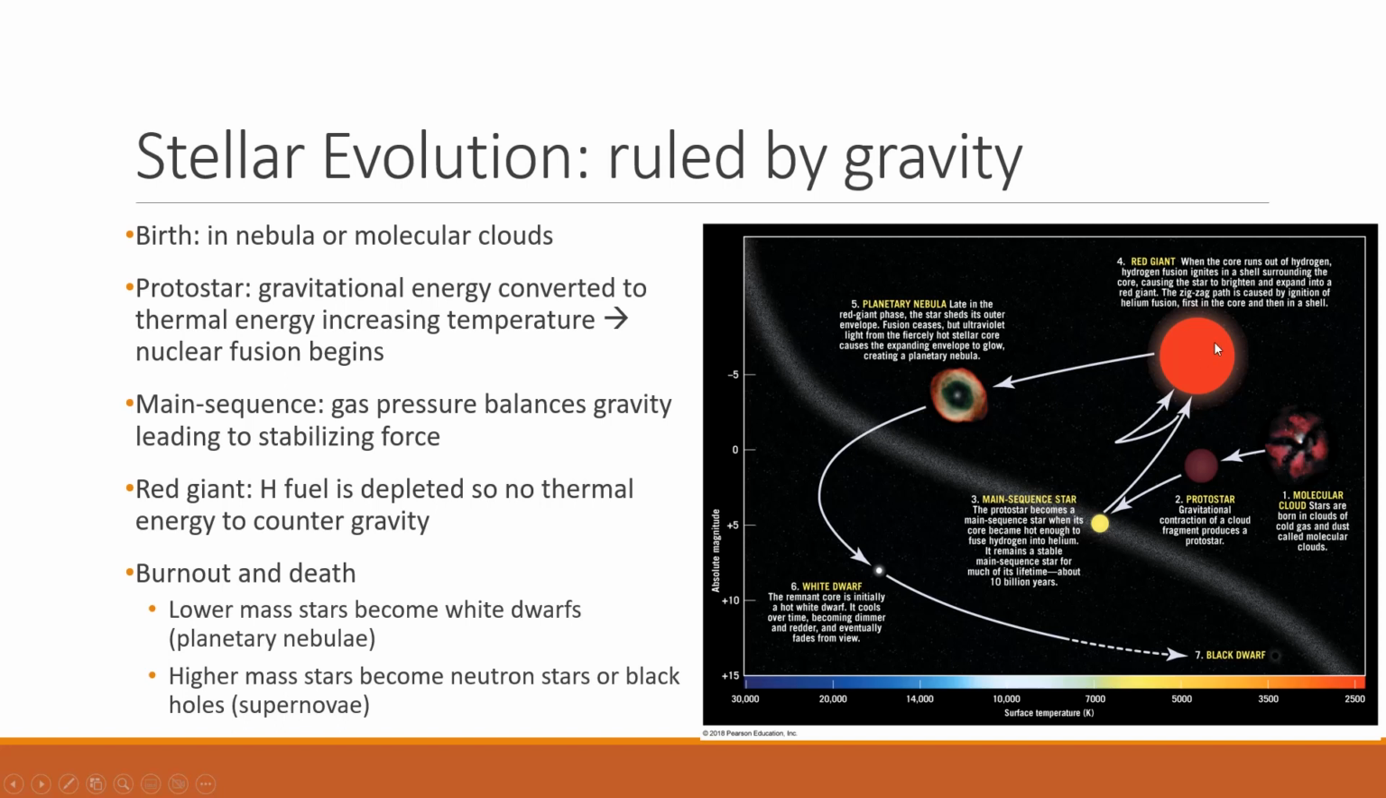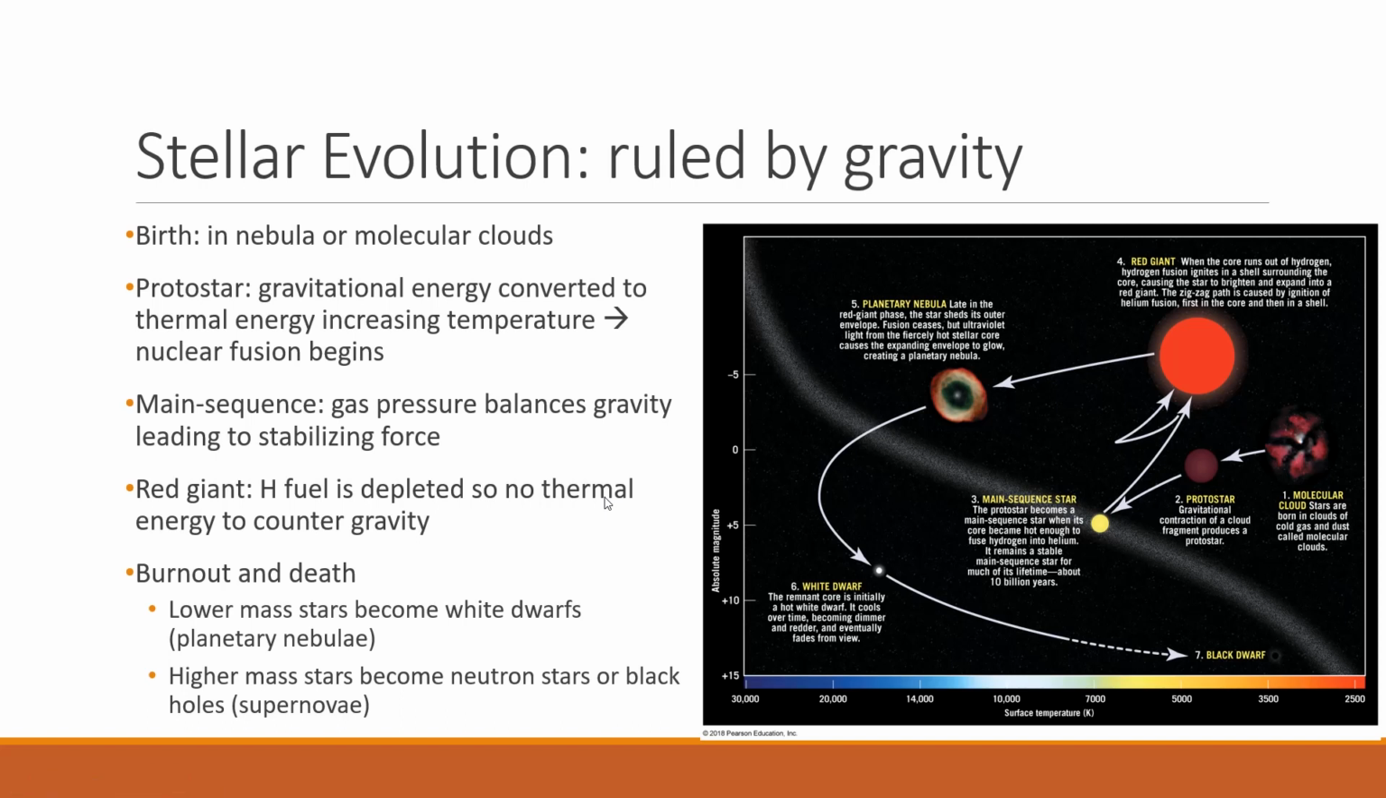It can then go into what's called a red giant. That's where the hydrogen fuel is fully depleted and we no longer have thermal energy to counteract gravity, so it starts getting bigger. We're not keeping it in balance, so it will start expanding. It will then have burnout and death, depending on how much mass there was to start with.